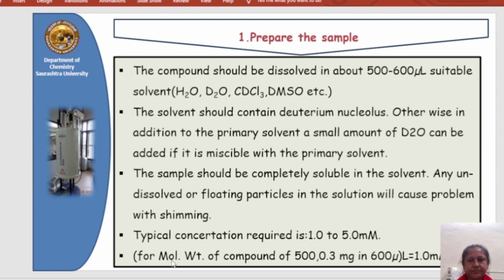Typical concentration, generally we require 1 to 5 millimolar. If the molecule is 500.3 milligram in 600 microliter, it is 1 millimolar. So we use the solvent for that.